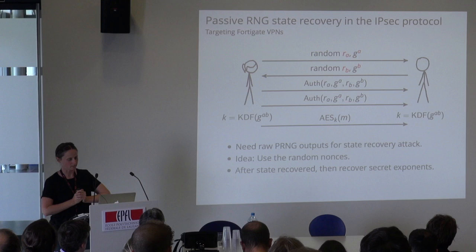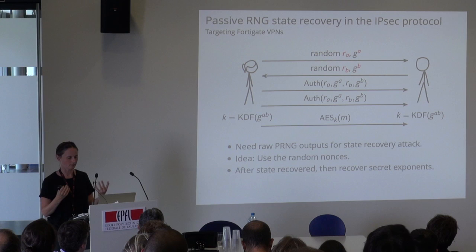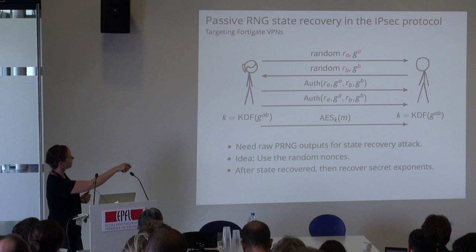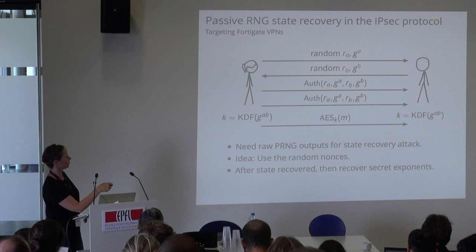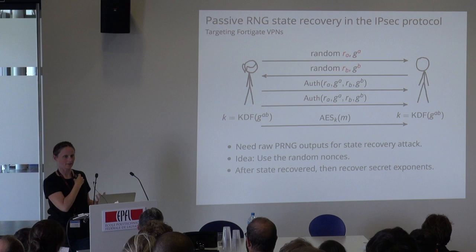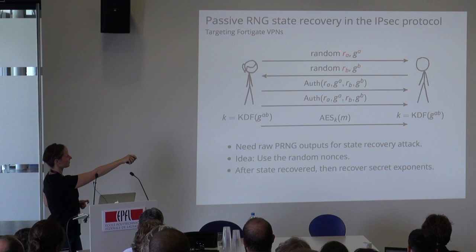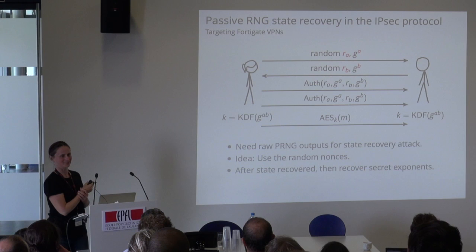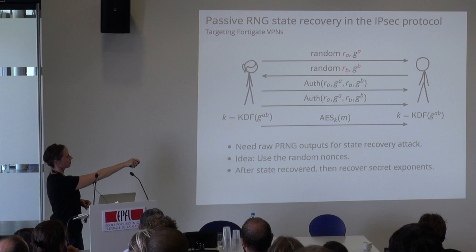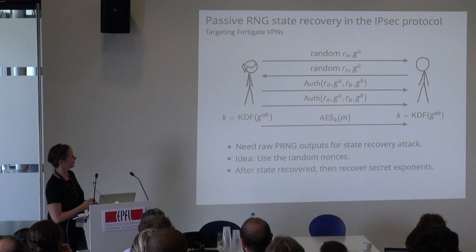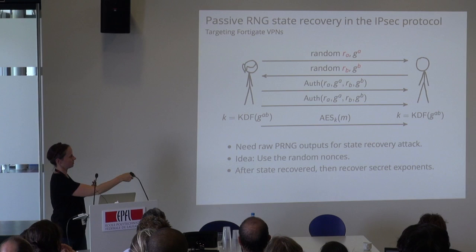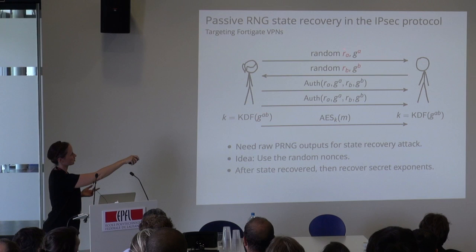So in the context of IPsec, what does this actual state recovery vulnerability look like? Well, okay, if Alice and Bob, our initiator and responder of IPsec, were just doing Diffie-Hellman key exchange, we wouldn't get raw RNG outputs in order to carry out the state recovery attack. But we need actually the raw outputs of the algorithm in order to do the state recovery. Thankfully, there's a random nonce on both sides, which is generated generally before the Diffie-Hellman secret. And so if we carry out the state recovery attack against the random nonce, and then use that once we've recovered the state, then we can compute the Diffie-Hellman secret, then we can compute the symmetric keys that are used and decrypt the rest of the traffic that's sent. So in this sense, the protocol is actually helping us because we get raw RNG outputs.